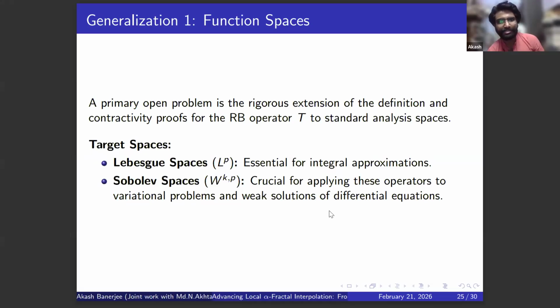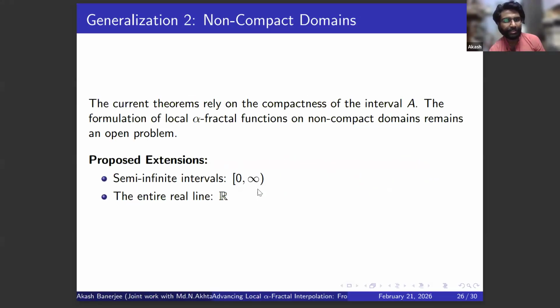The suggested generalizations are that we can generalize this idea to more general, more useful function spaces such as the Lebesgue spaces L^p and the Sobolev spaces, where there are particular advantages and disadvantages also. And we can also generalize the idea from compact intervals to non-compact intervals like semi-infinite intervals, and ultimately to the whole real line R. And again we can generalize the idea from R to R^2 and R^3 and so on.